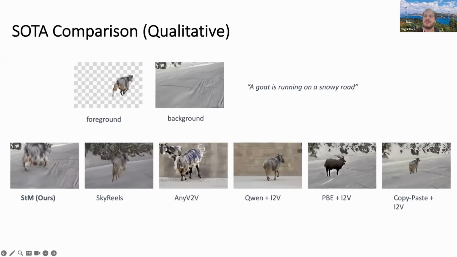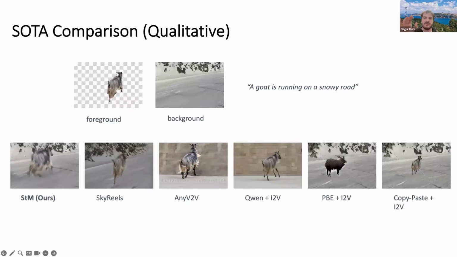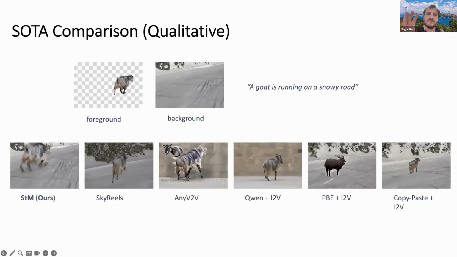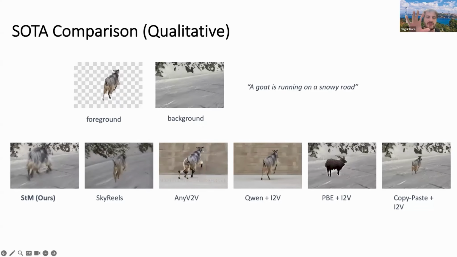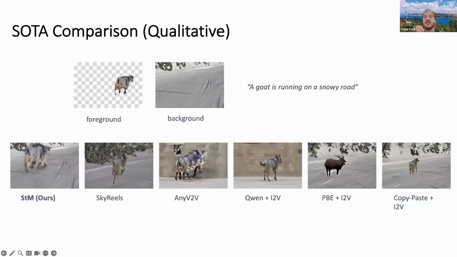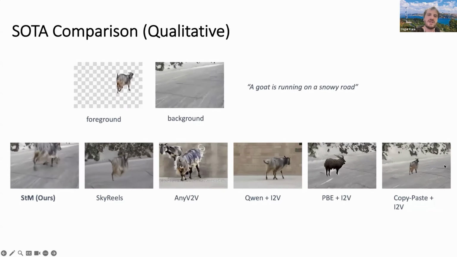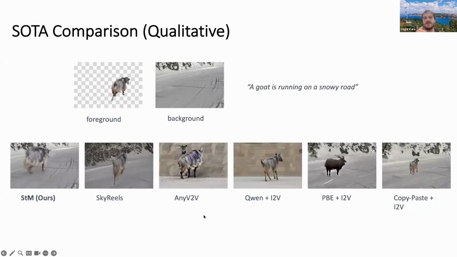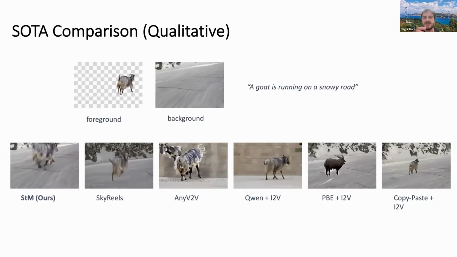So let's look at some visual results. You can see an example where we have a foreground video of a goat and a background video where there is a camera motion as well. It's a little bit rotating and moving on a snowy road. And the text prompt is: a goat is running on a snowy road. And below you can see the generated results for each baseline. And the first one is the generated result of our model.